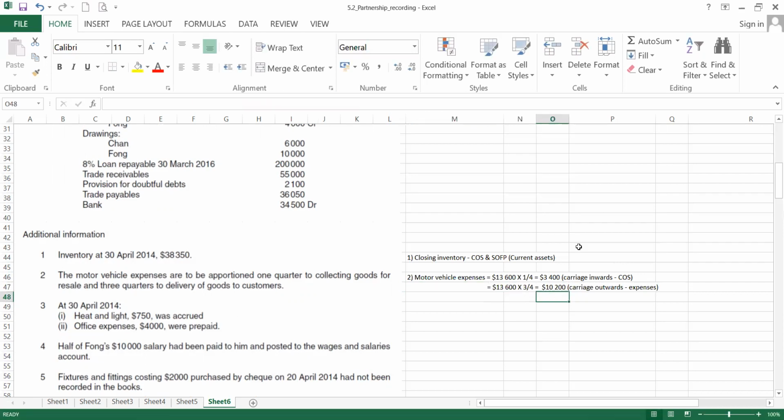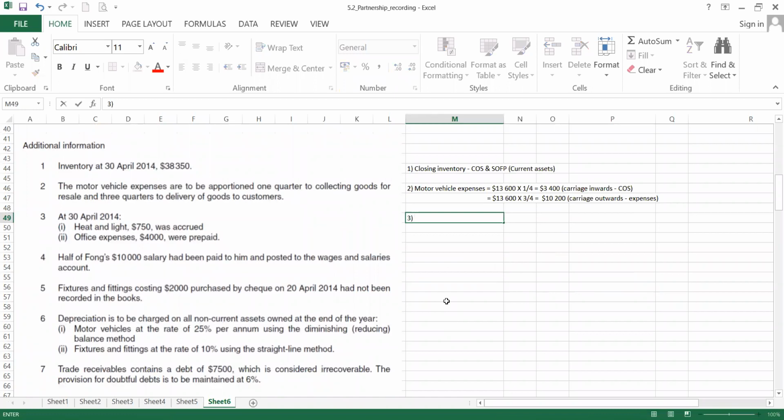So this is the information they're trying to give you. They say that apportioned to collect the goods for resales, this indicate is a carriage inward. Delivery goods to the customer, carriage outward. So differentiate, then we get the amount. Now, next is that number 3.